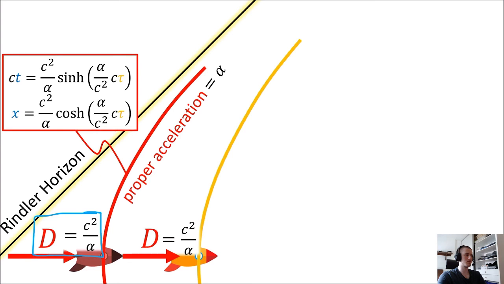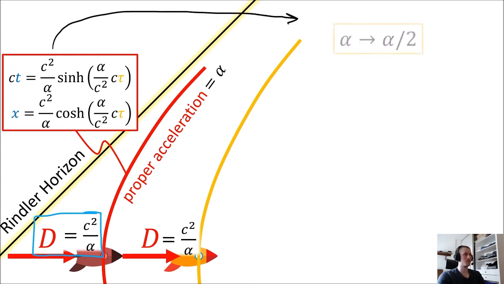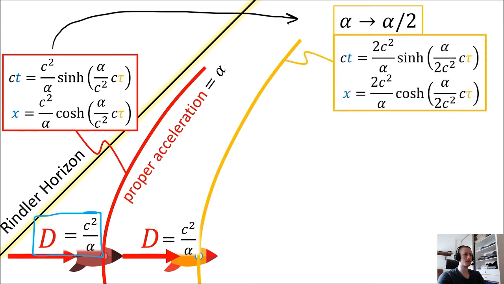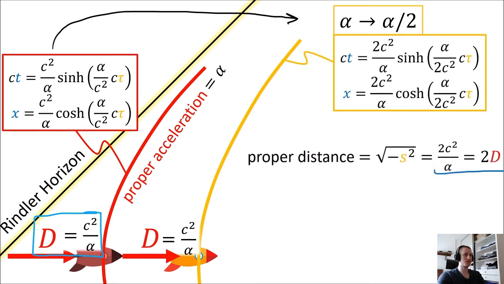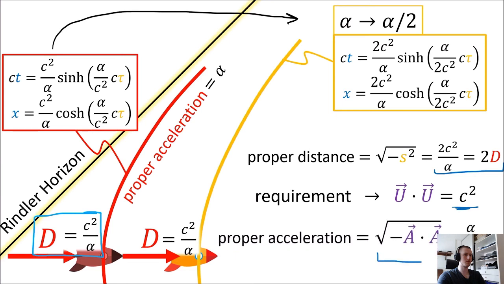We can do this by taking the equations of motion for the first rocket and dividing the proper acceleration alpha by 2. This means that the proper distance from the origin is now twice as big, 2 times c squared over alpha, or 2d, as desired. The four-velocity dotted with itself, u dot u, is c squared, as required. And the proper acceleration, the square root of negative a dot a, is now half as big, alpha over 2.